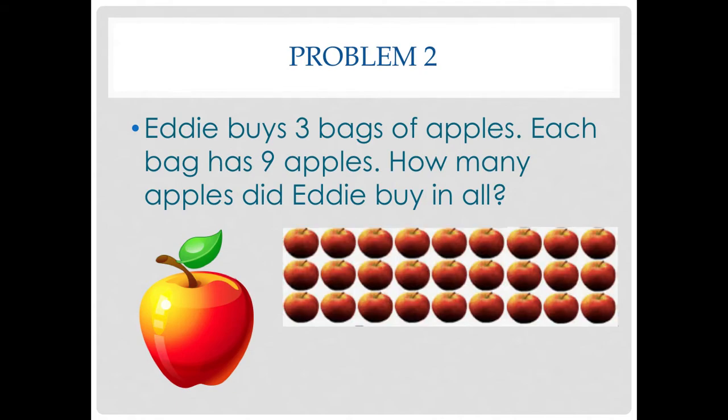All right, here we have an array that goes along with our story problem. We have 9 apples in each row, and we have 3 rows. So our number sentence is 9 times 3, and our answer would be 27 apples. You can skip count and go 3, 6, 9, 12, 15, 18, 21, 24, and 27. Or you could count your apples outright.